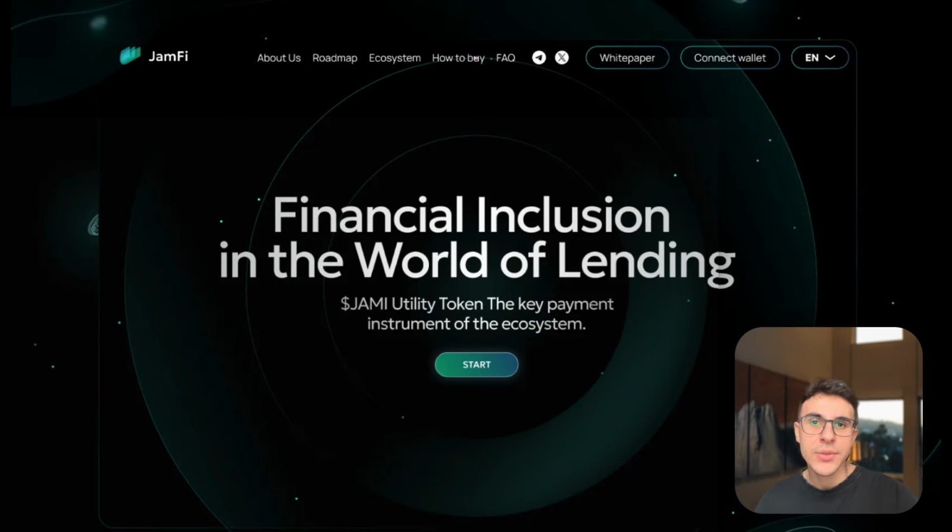JamFi Markets is a crypto lending and borrowing module built on top of established DeFi liquidity. The idea is simple. Instead of jumping between multiple protocols, wallets, and dashboards, JamFi brings lending markets into one unified interface. You can supply assets, earn yield, borrow against collateral, and manage risk all in one place. What makes Markets interesting is not reinventing lending, but how JamFi packages it.